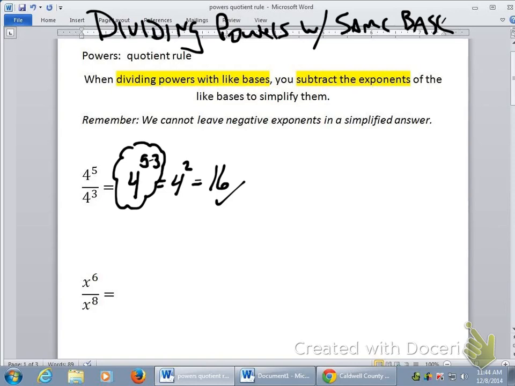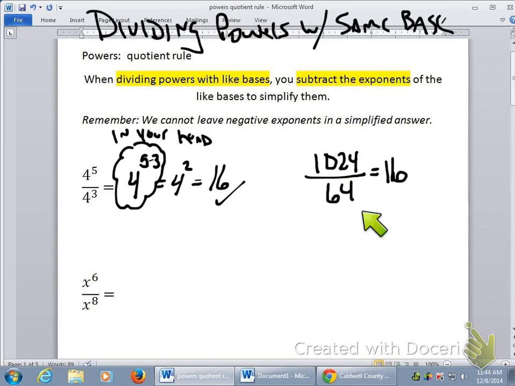A longer way of doing that, now that's the shortcut, and that's the way we want to do things. But if you forget what 4 to the 5th is, oh, sorry, it's numerical. Since it's numerical, I could have just done 4 to the 5th power, and you can put it in your calculator, it's 1024. And I could have done 4 to the 3rd power, which is 64, and then divided 1024 by 64 and gotten 16. It's the same thing, and that's the whole point.